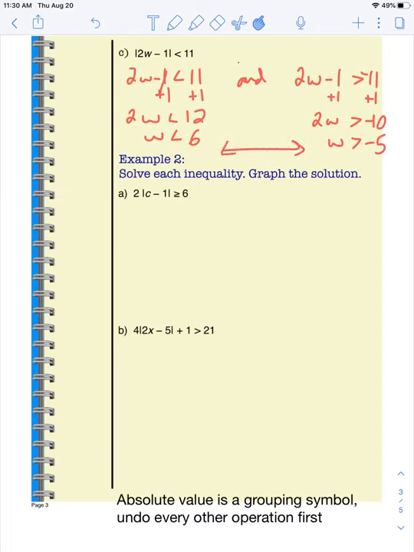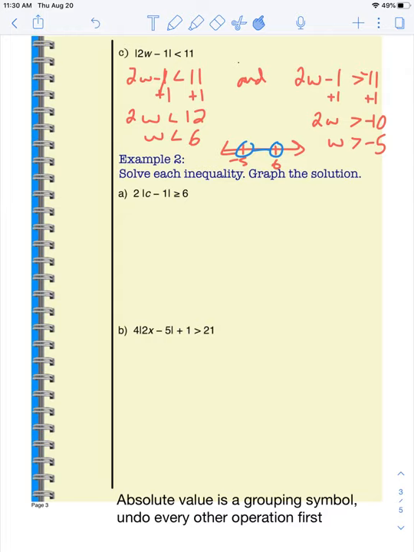We set this up on a number line. I have negative 5, I have 6. And w has to be less than 6 and greater than negative 5. It's less and, so the compound inequality is an and inequality, and it's shaded in between. It's the overlap.